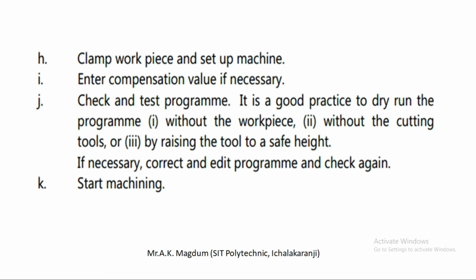So these are the various steps, and the last step is to start machining. Once all these A to J steps are covered, the last step is to start the machining. Press the button and start the machine. Since you have already clamped the component, the tool comes into contact with the workpiece surface and starts the machining. These are the various steps required for CNC part programming.